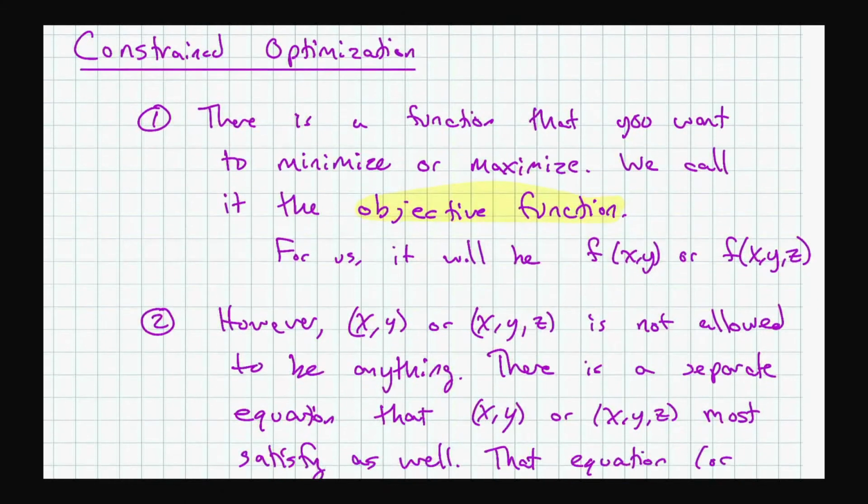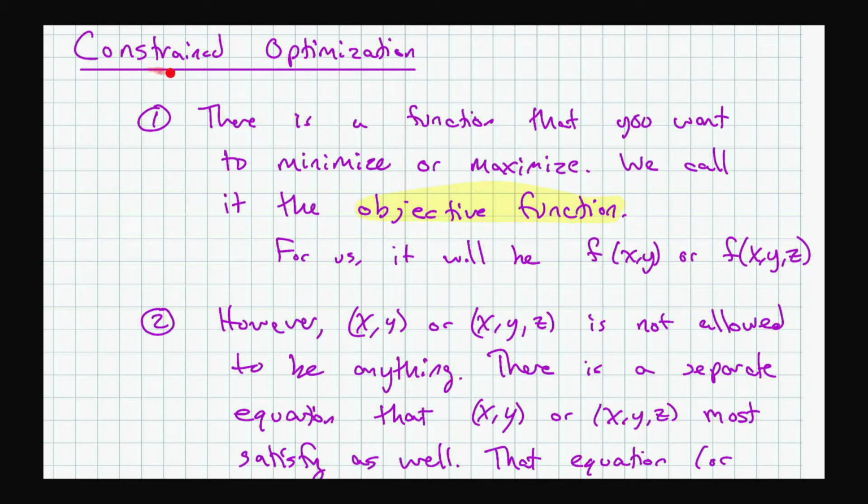And usually for us in the problems, they're going to call that f of x, y, or if there's three variables, it could be f of x, y, z. And it makes no difference to us whether it's 2 or 3. Obviously, 3 is slightly more work. Could be significantly more work, but the method's the same. Okay, so the one you want to minimize or maximize is called the objective function.